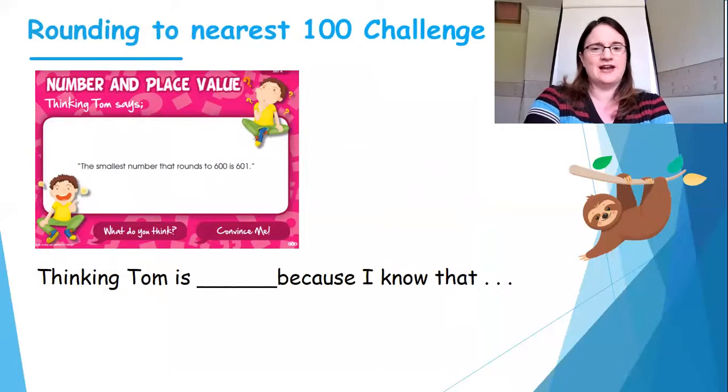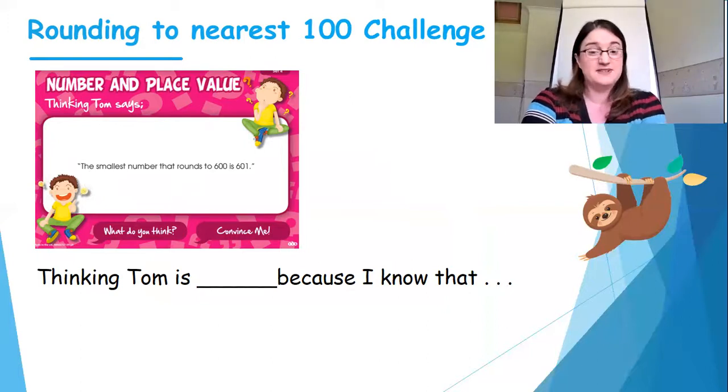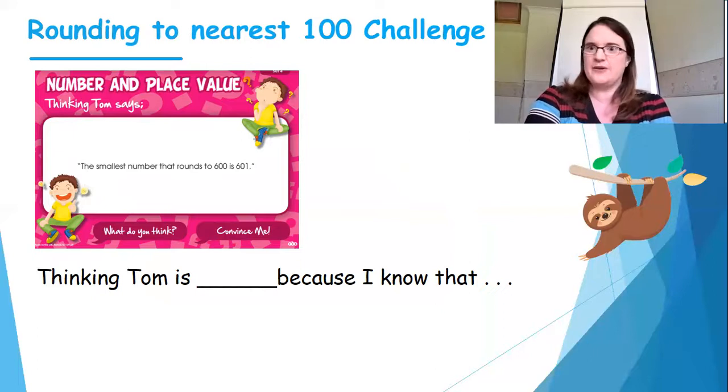So I'm going to write Thinking Tom is wrong, and we know he's wrong, don't we? Because we found out that actually there are some smaller numbers, and I'm going to write because I know that, and I'm going to explain it. So can you have a go at that now? We know Thinking Tom is wrong. How do you know that? Can you use that number you wrote in your book to help you?